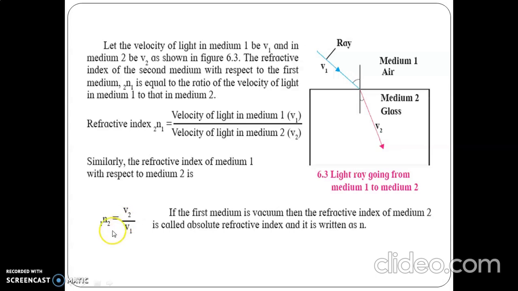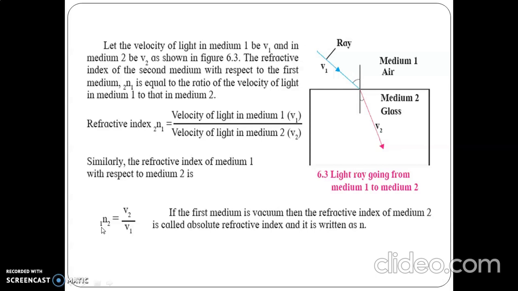So see, children, when I am pronouncing second with respect to first, here I am writing 2 first and then 1. And medium 1 with respect to 2, I am writing 1 first. So that you remember, because that is slightly confusing. What you say first, that number will come first. If you are telling second with respect to first, number 2 will come in the front. When you see the refractive index of medium 1 with respect to 2, 1 will come in the front.